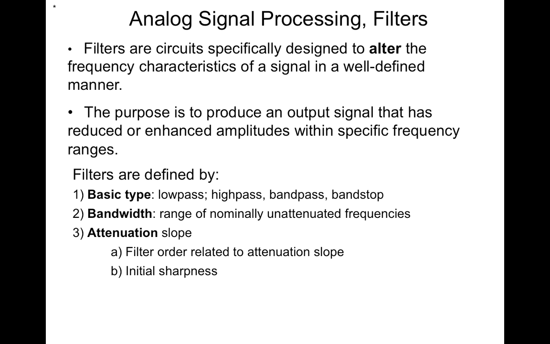I should point out that bandwidth can describe either a filter or a signal. We can talk about a filter bandwidth, or we can talk about a signal bandwidth. The definition is the same. A signal bandwidth would just be the frequencies contained within the signal. A filter bandwidth would be the frequencies that are not attenuated by a filter.